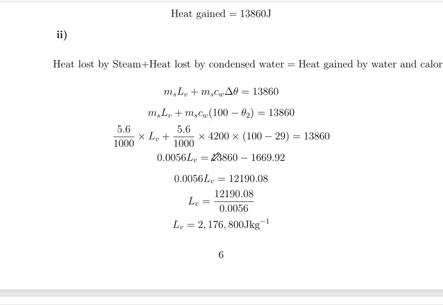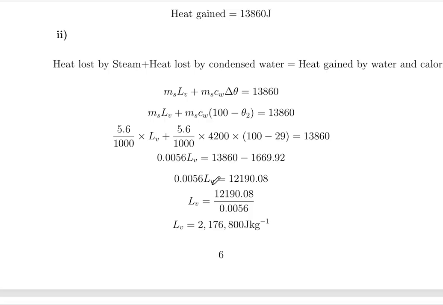L_v is equal to 13,860. Remember, we have a plus here, so it will have to cross the equal sign, or we subtract the value that we get on either side. So on the right hand side, we shall have 13,860 joules minus 1,669.92 joules. This leaves us with 12,190.8 joules, and on the left hand side we have 0.0056 L_v.